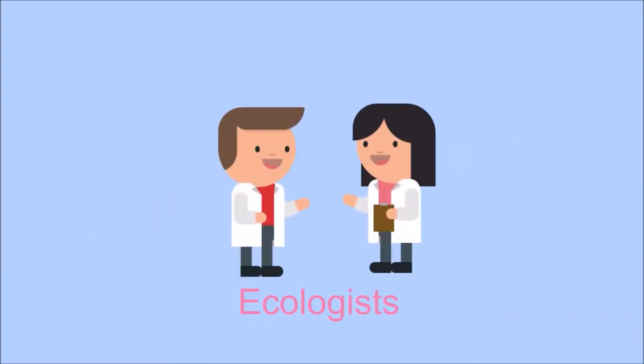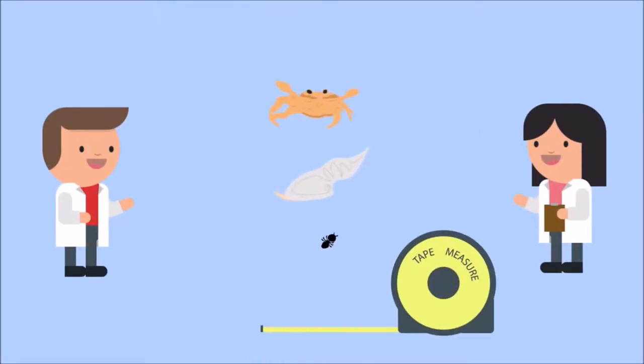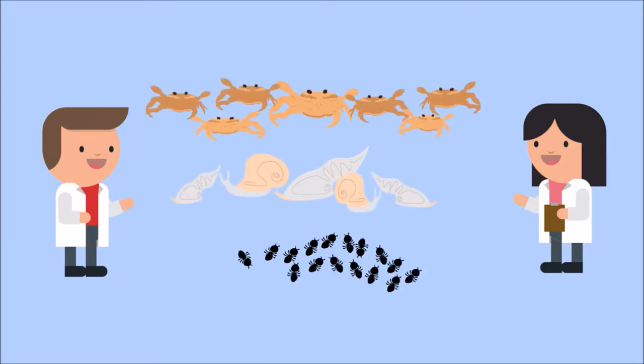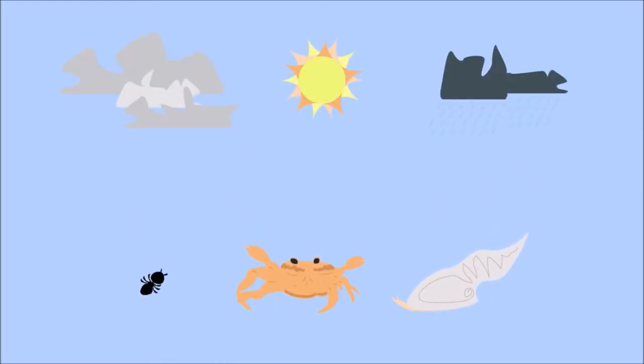Scientists known as ecologists study the variety of different species in an area by measuring their distribution, so where they are, and their population, so how many there are, in order to try and understand the different connections between the different organisms and how environmental factors affect living things.